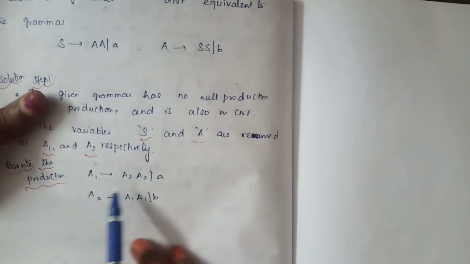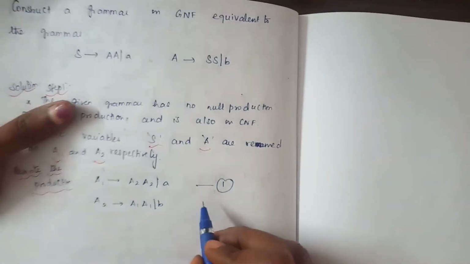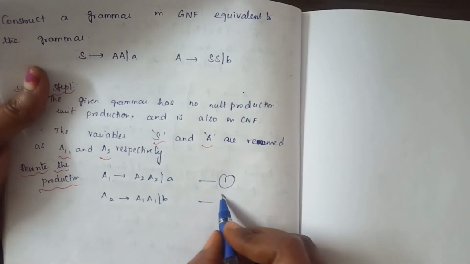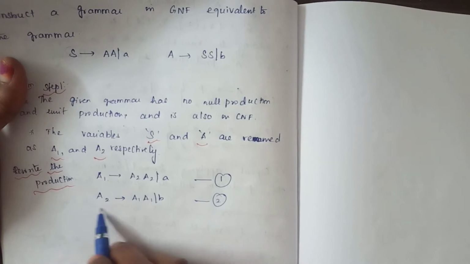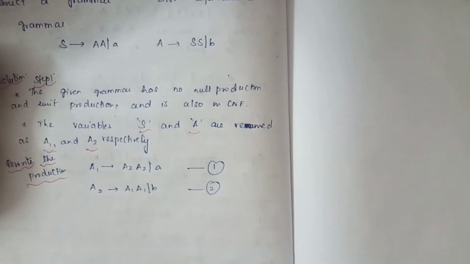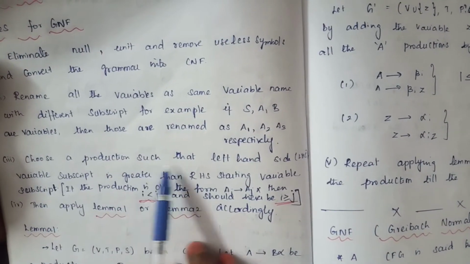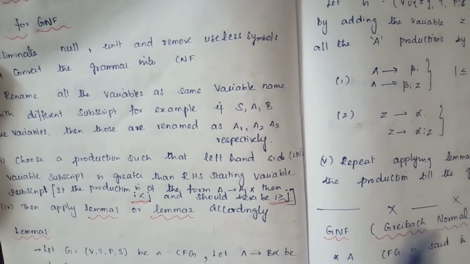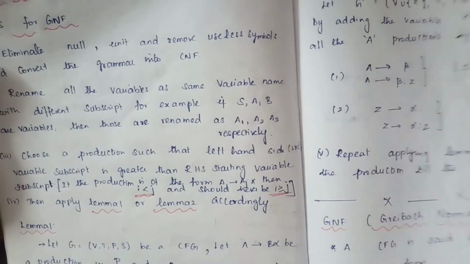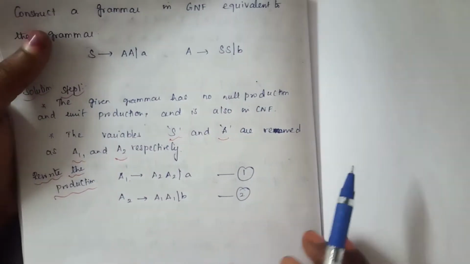So here, this first rule is okay, and when I see the second rule, it violates, right? So i is greater than or equal to j. In this scenario, we have to choose a production such that the left hand side variable subscript is greater than the right hand starting variable subscript. So we have to choose the second rule for applying the lemma, right?